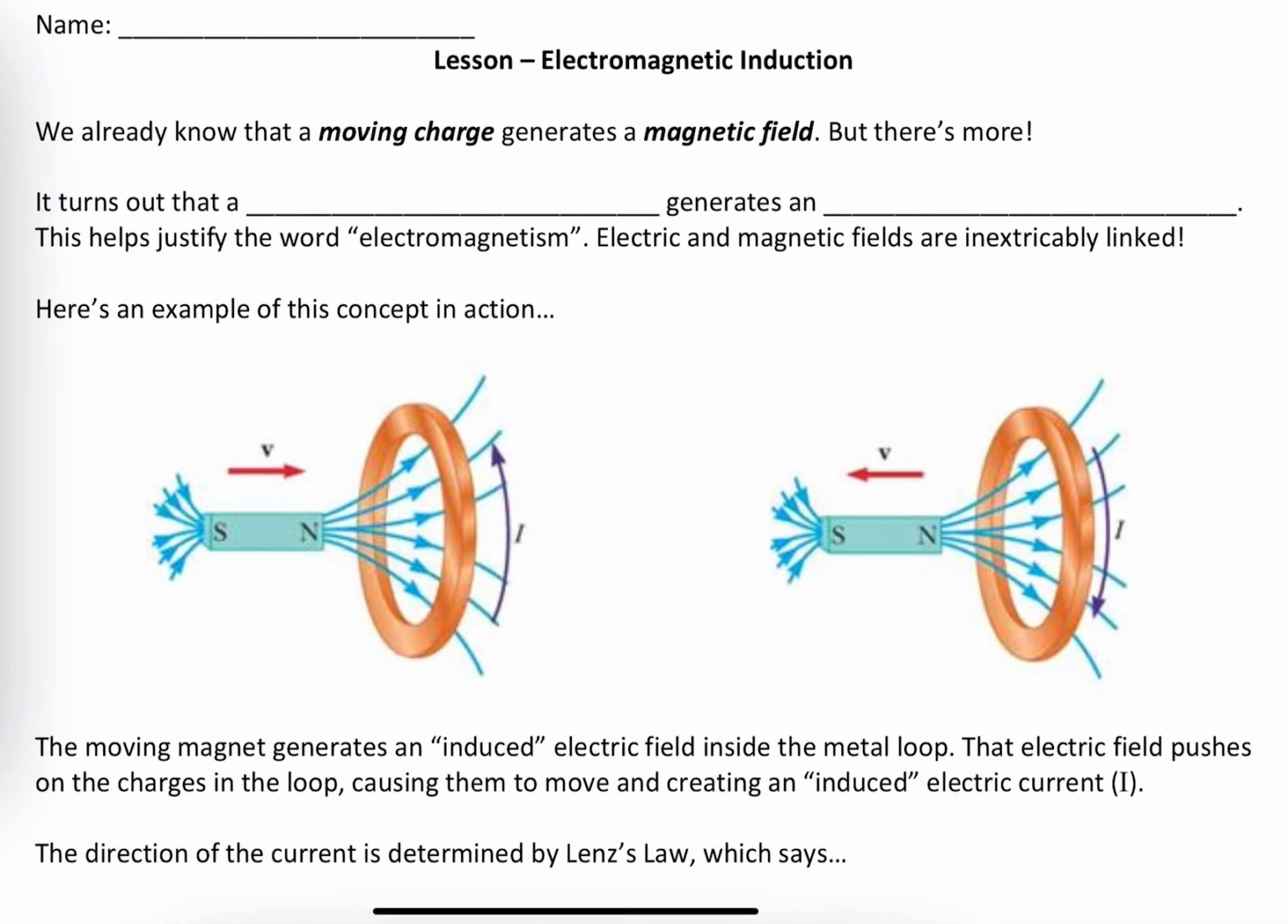We already know that a moving charge will generate a magnetic field. But there's more. What we're going to address in this lesson is a new fact, which is that a moving magnet can generate an electric field.